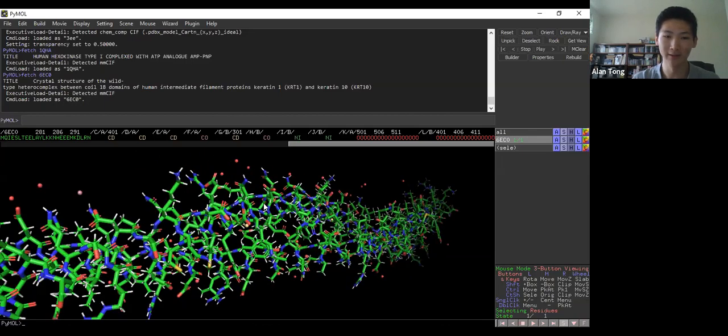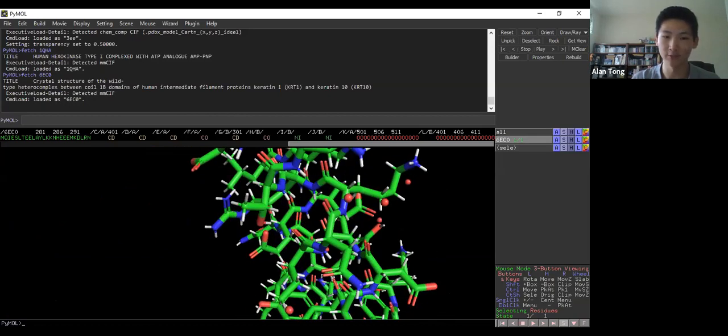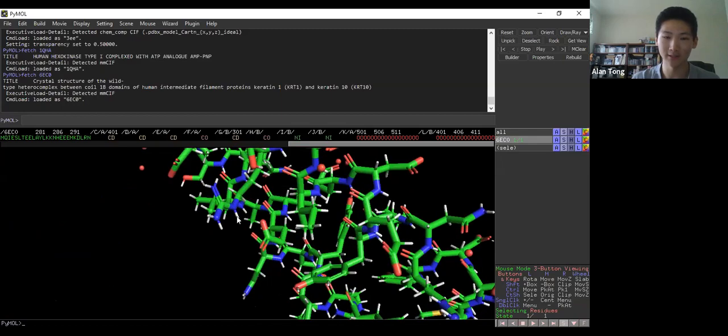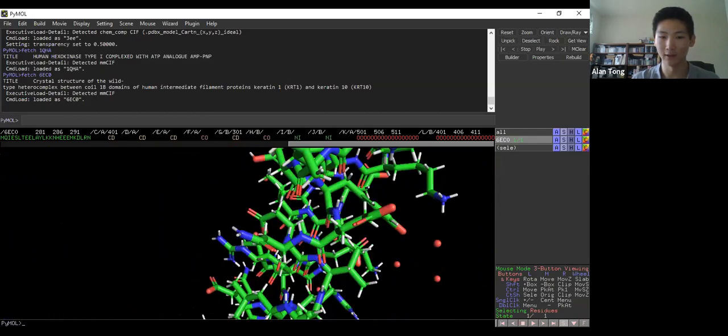So check it out, right? We can look at, for example, all these nitrogens. That's an arginine right there. That's a carboxylic acid. So all these different amino acids, and we can start to piece together what these things are.